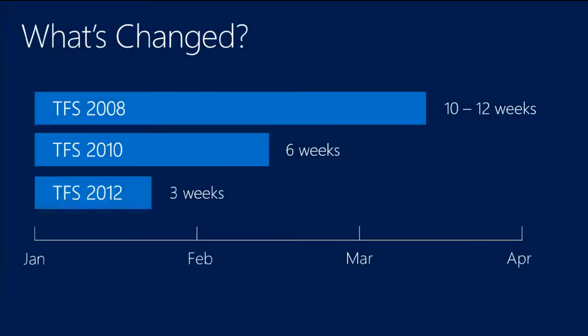Okay, sprint cadence. We do 3-week sprints. That's just how we do it. This is different. You heard me talk about it yesterday. 2008, 10 to 12 weeks. 2010, we were in the neighborhood of 6 weeks. When we started out on TFS 2012, we moved to 3-week sprints. That was our grand experiment.